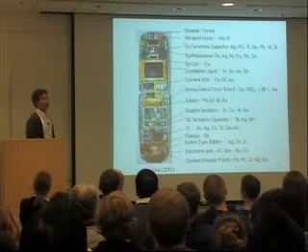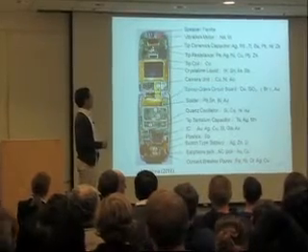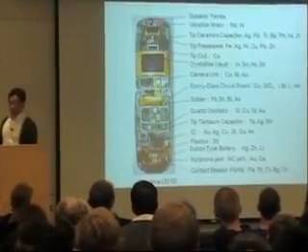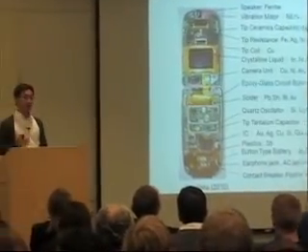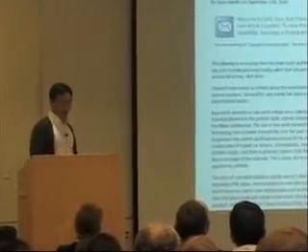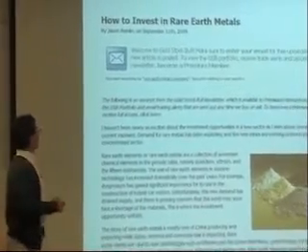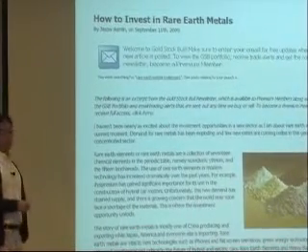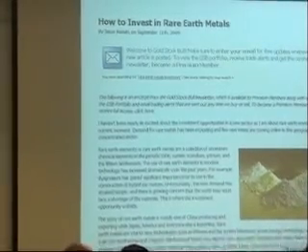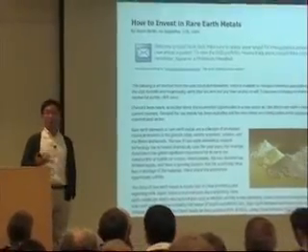Opening the cellular phone, you will be able to find a lot of different materials. Around 20 to 30 different elements you can find within your cellular phone. And I keep receiving these kinds of emails. I don't know if you're receiving these emails or not, but like how to invest in rare earth metals. As I have shown to you, those price volatilities are what make investors very excited.